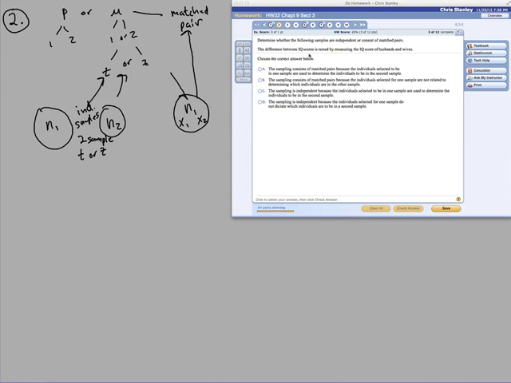The difference between IQ scores tested by measuring the IQ scores of husbands and wives. I'm not going to ask you any test questions on these, but you're going to have to be able to tell which test to do. I'm going to make it pretty straightforward. Sometimes these can be a little tricky, because if you have a husband and a wife, they're kind of dependent in a way, but it's tricky. So pause it and read over these.